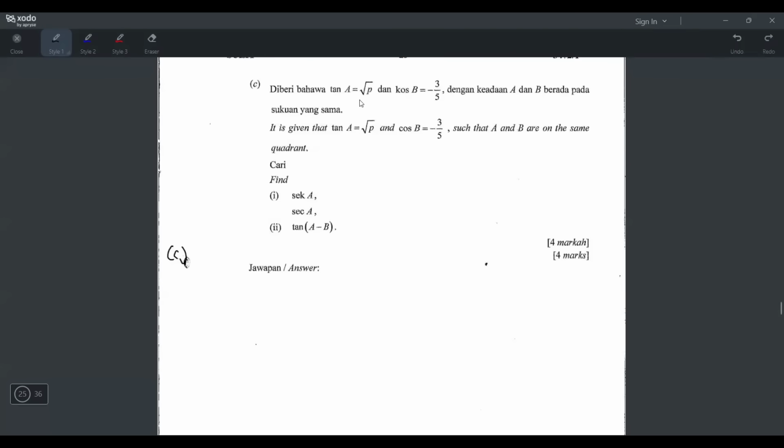Confirm. You remember, if the exam question looks like this, where they give you something A equals to this, something B equals to this, it means you have to draw. Because if you don't draw, you can't label this information. And if you can't label this information, you can't do the sec A and the tangent A minus B, and then you cannot do it.